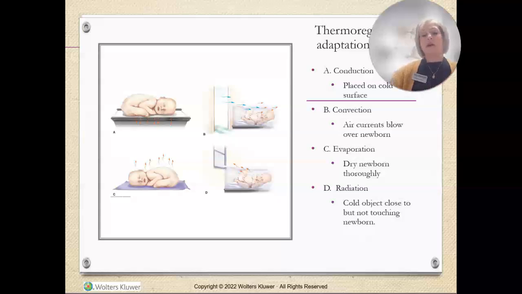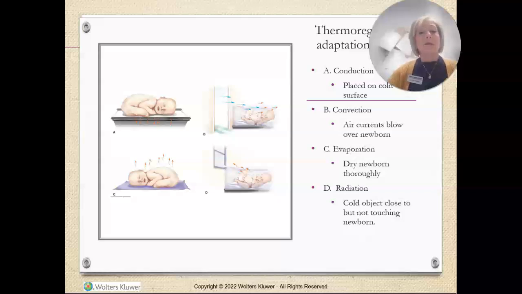Convection is like if we have air currents blowing over the newborn. Think about air conditioner vents, a drafty window, or the outside wall of something where there's more of a draft. Evaporation is where we do not dry our babies well, like if we leave them cold or wet, and that's going to evaporate and take that heat with it. And then radiation is where you put a cold object close to, but not touching, your newborn. So you might have a cold area, and it's going to transfer over to that newborn. So just know those four ways that babies can lose heat.